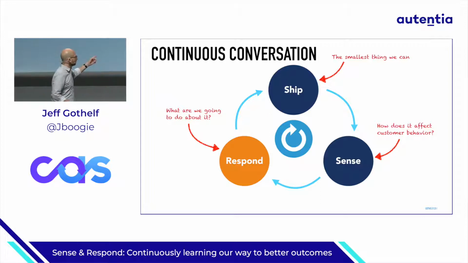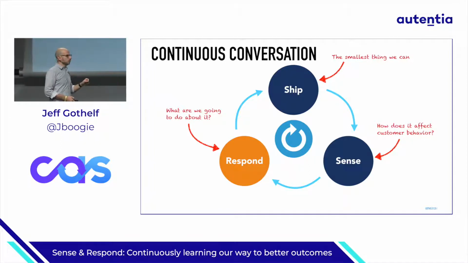We have the ability, because of DevOps and other things, to ship ideas into market quickly, small things, the smallest things that we can. We have the ability to sense how that impacts the behavior of those customers. Did it make them more successful? Did it make them less successful? And then we have the responsibility to respond, right? What are we going to do about that? We just learned that something is good or something is bad. What are we going to do about that? And continuous software allows us to have that conversation as many times as we want.